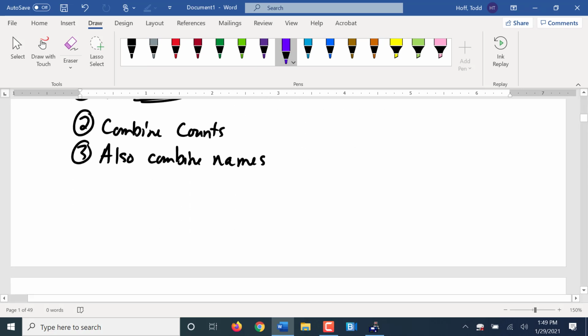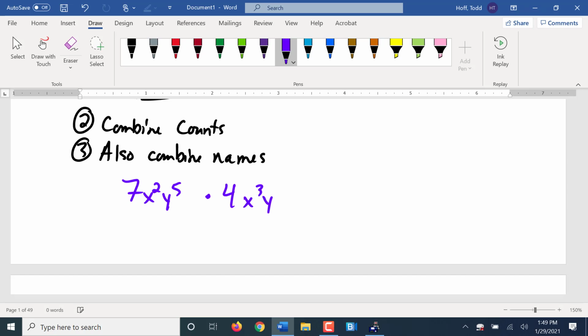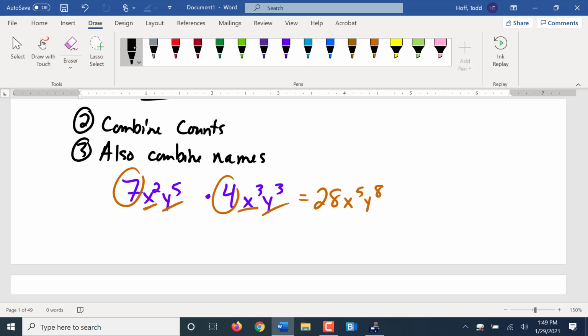With algebraic numbers, if I had something like 7x squared y to the 5th times 4x to the 3rd y to the 3rd, it doesn't matter that I have different names. I combine counts. What's 7 times 4? 28. Then I combine each name. X to the 2nd times x to the 3rd, x to the 5th, y to the 5th times y to the 3rd, y to the 8th.